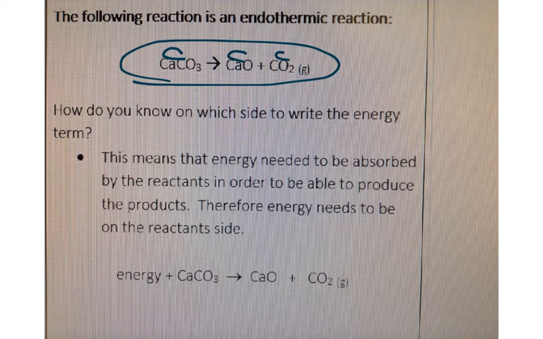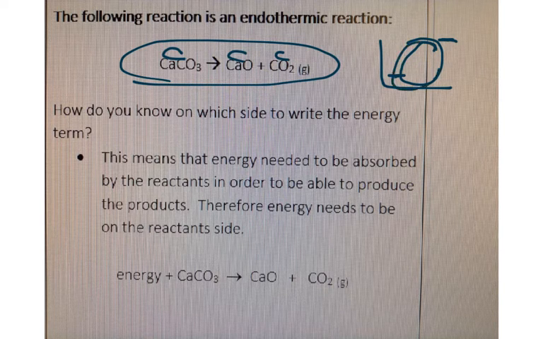Okay, so where would the energy go? Well, if you go back to your energy diagram, we know that there's energy for our reactants and it went up to our energy for our products. So how do we get this? Well, we need to be able to add energy to it. So where would the energy be?